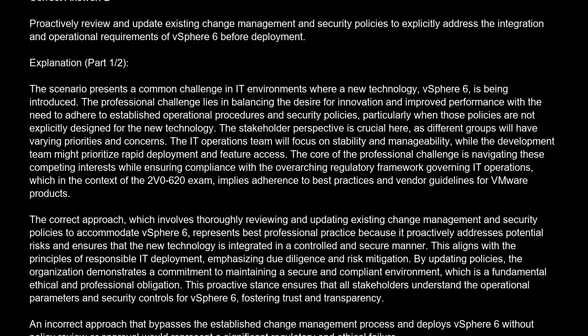The correct approach, which involves thoroughly reviewing and updating existing change management and security policies to accommodate vSphere 6, represents best professional practice because it proactively addresses potential risks and ensures that the new technology is integrated in a controlled and secure manner. This aligns with the principles of responsible IT deployment, emphasizing due diligence and risk mitigation.